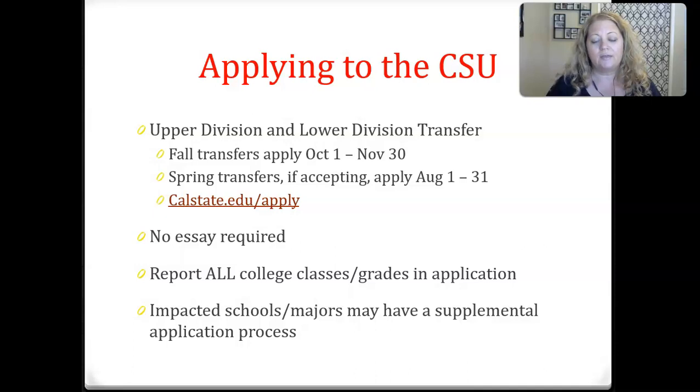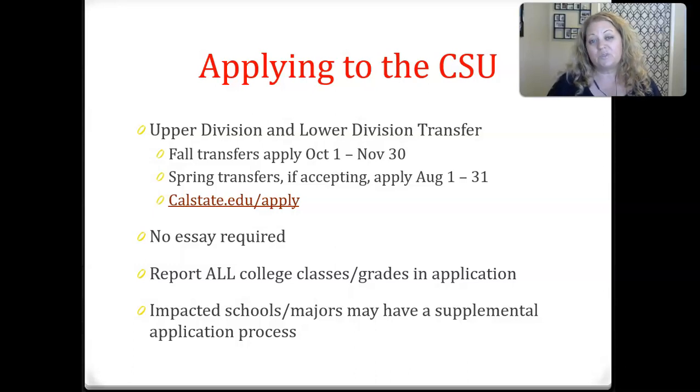When you apply, go to calstate.edu/apply, and that's where you'll find the application. We'll be going over the applications later on in this class. In the last few years, they have extended the deadlines, and the priority deadline is November the 30th.